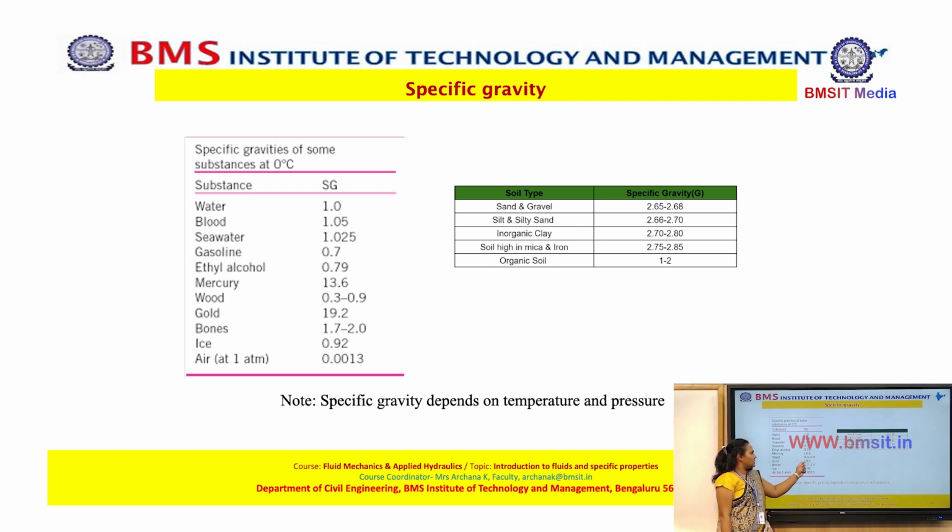You can also look at gold, which is in a molten form, and you can look at ice, which is 0.92, which is quite lighter than water. Air will be very much less. It is nearly 0.0013 as a specific gravity.